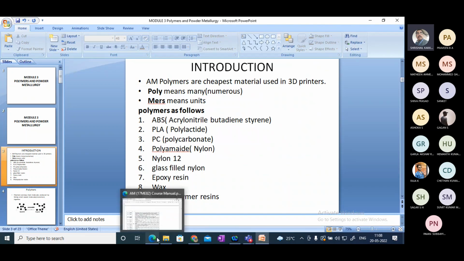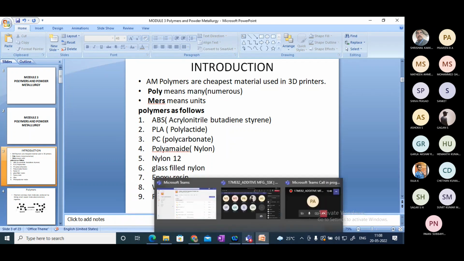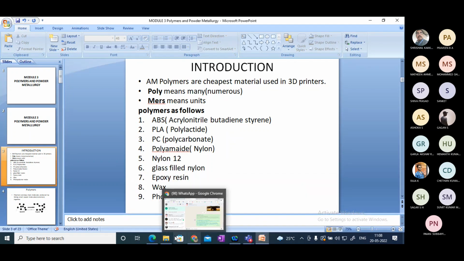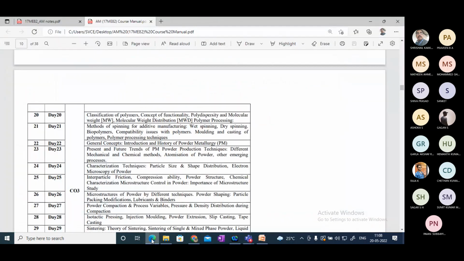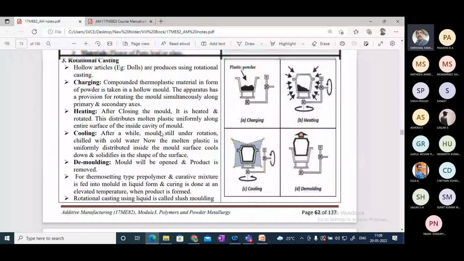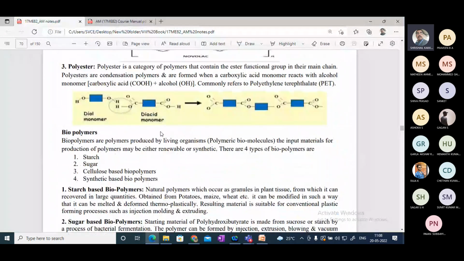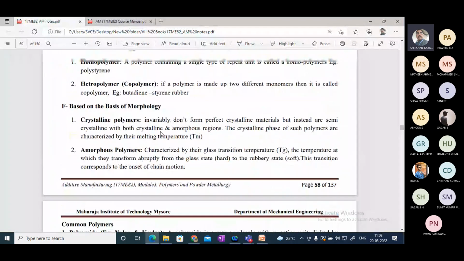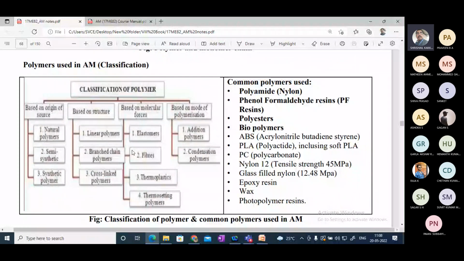Type of polymers, if you are talking about the classification, I wanted you to take here. The same thing I have reproduced. You can go through it later. The classification of these polymers.